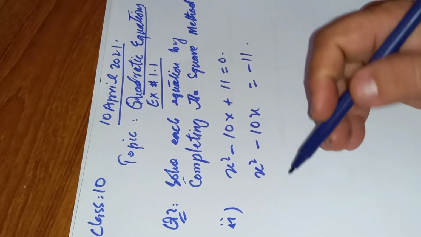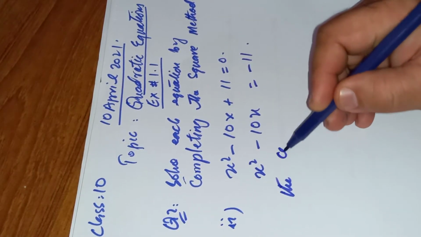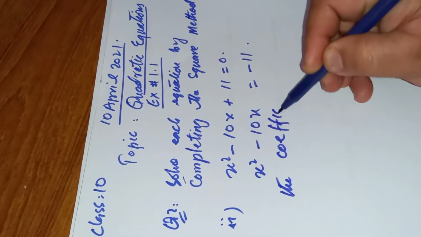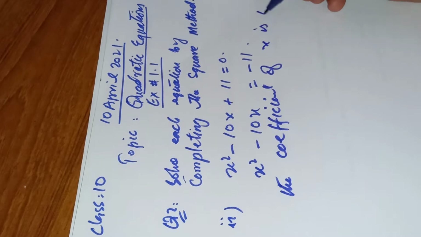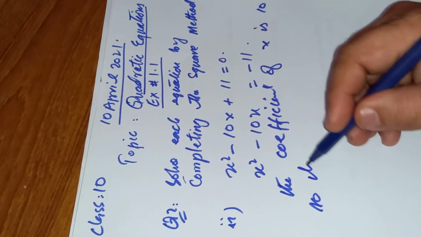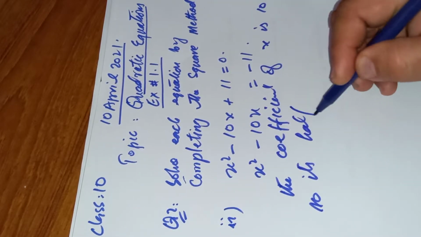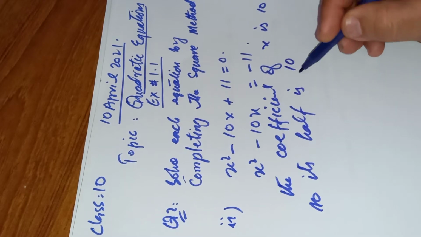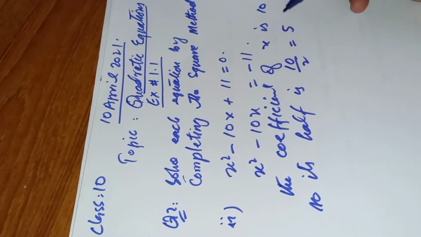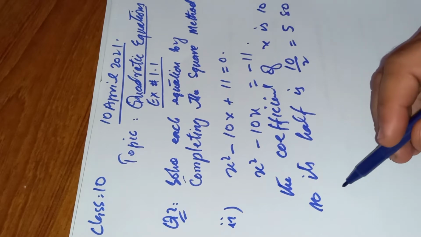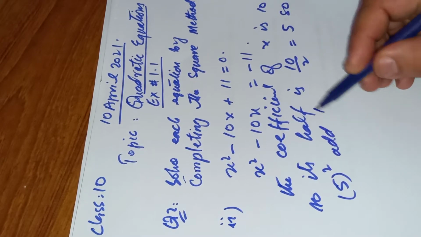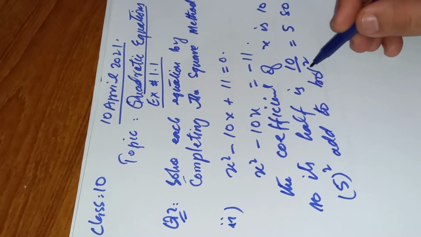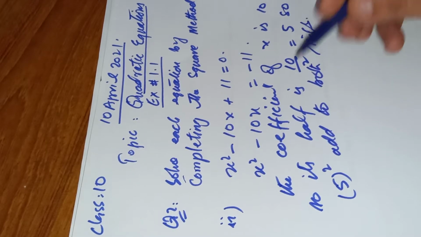Now we will see the coefficient of x is 10, so its half is 10 by 2, which is 5. So we have to take 5 square, add to both sides of the equation, both sides of this equation.